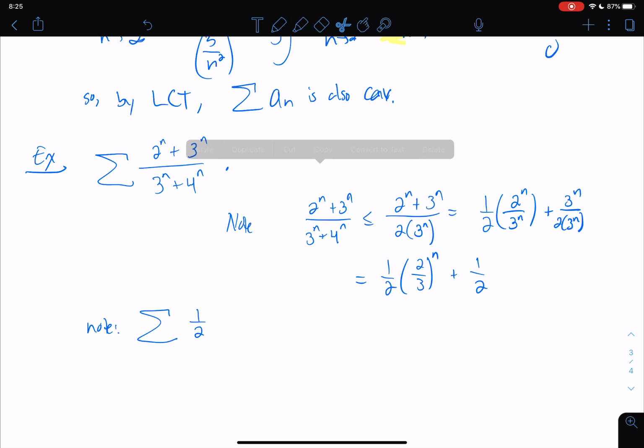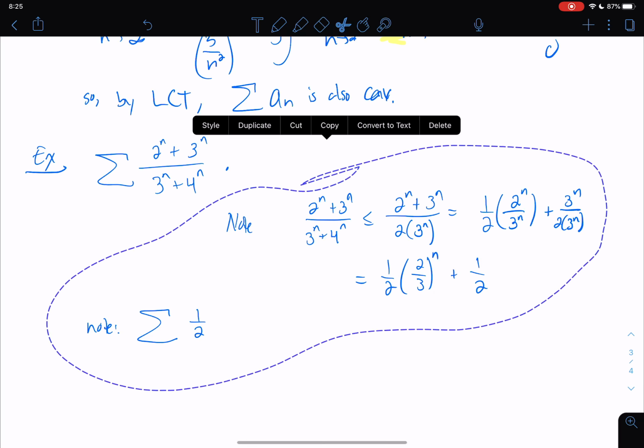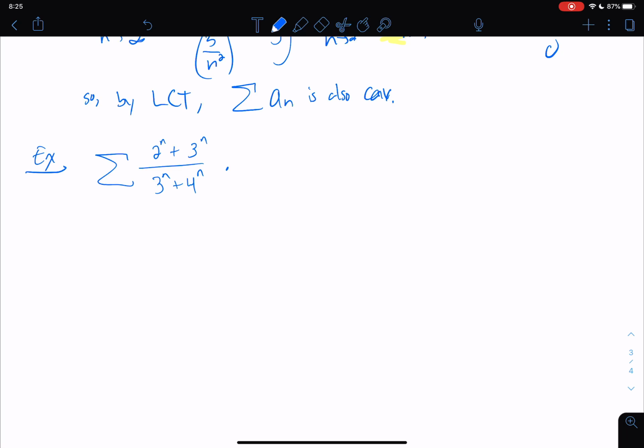So that tells me that the limit comparison test would have been the right approach. Notice that the fastest growing item in the top is the 3 to the n, and the fastest growing item in the bottom is the 4 to the n.